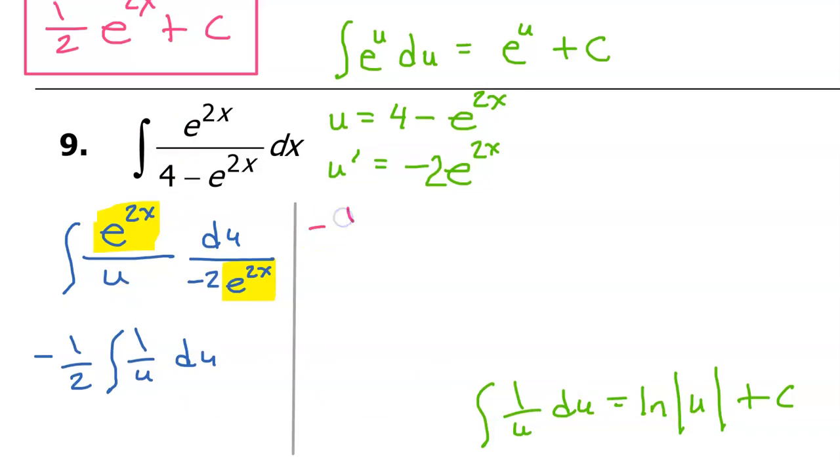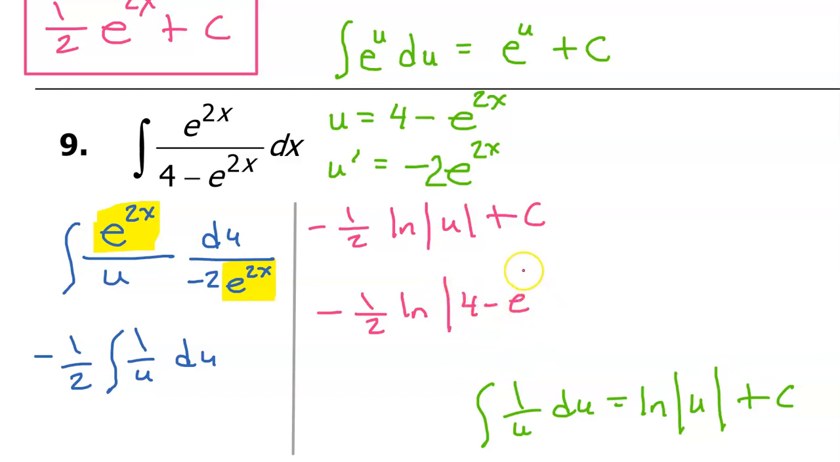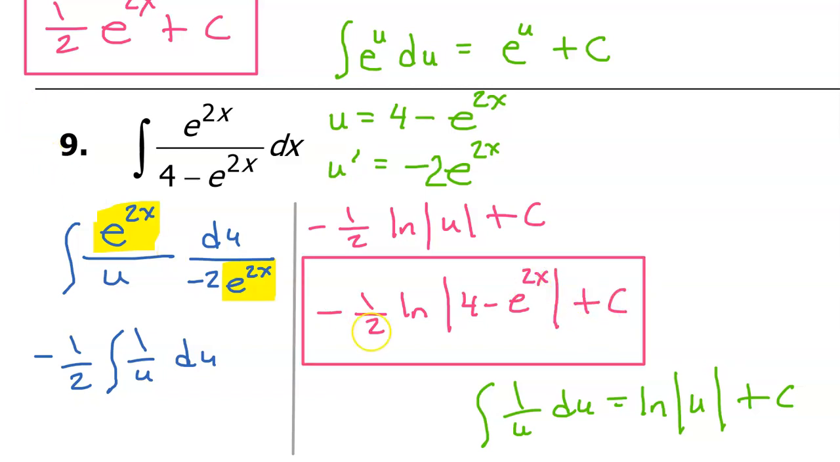So I have negative 1/2, and then here comes the memorized rule. Natural log of the absolute value of u plus c. Let's substitute 4 minus e to the 2x back in for u, and we will have negative 1/2 natural log absolute value of 4 minus e to the 2x and plus c. Okay, this is your final answer.